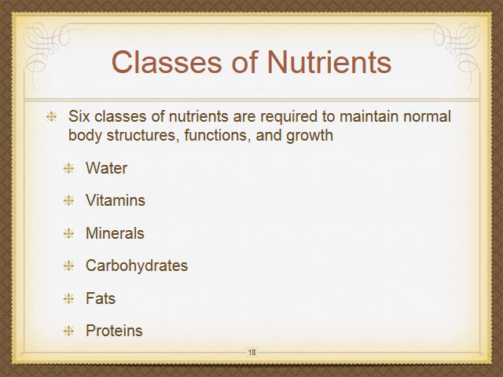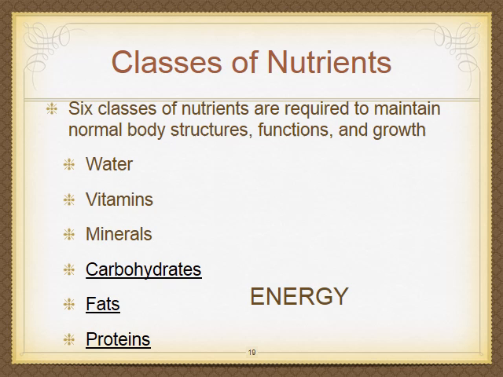So we focused on these 6 different nutrients. Now the question is, how about energy? Now, energy is derived from 3 of the 6 nutrients. It's derived from carbohydrates, fats, and protein.